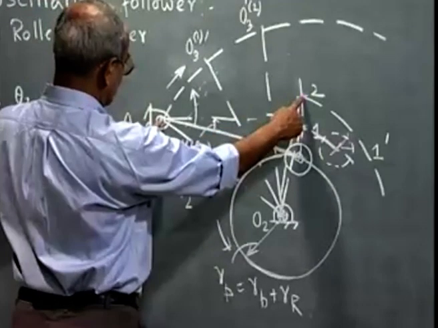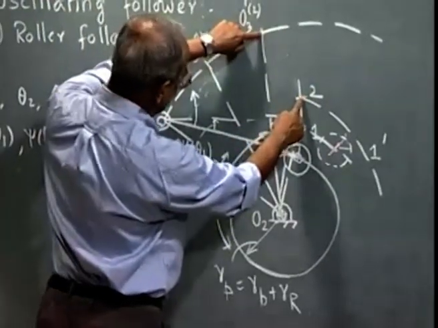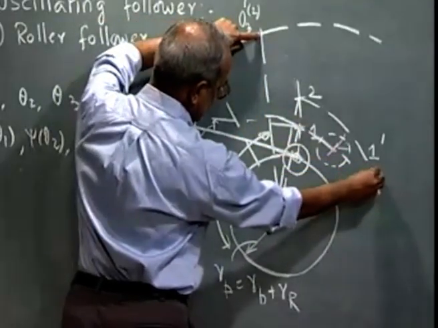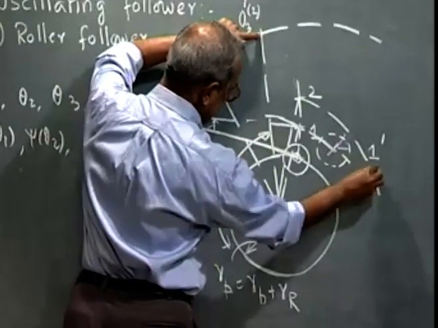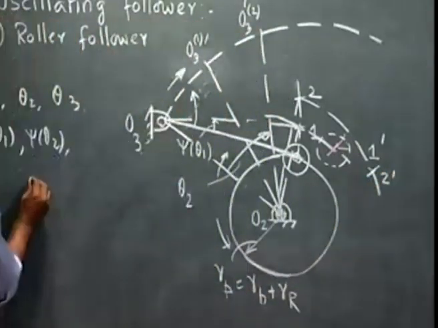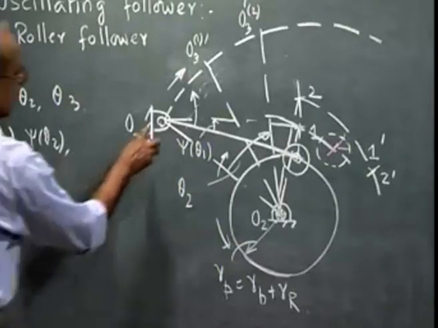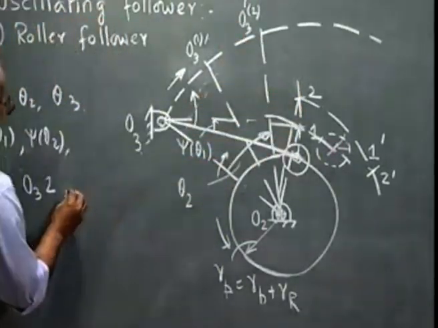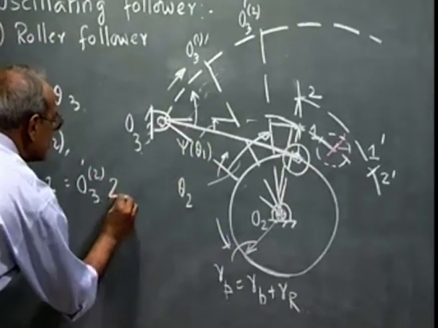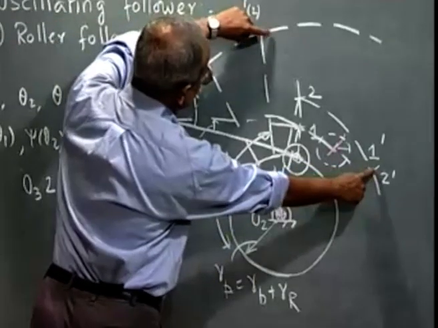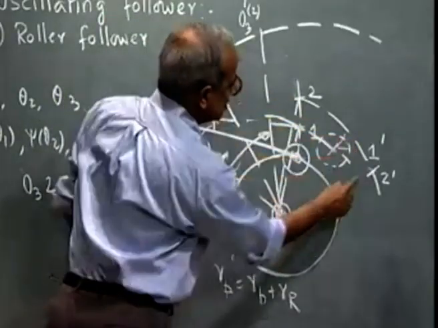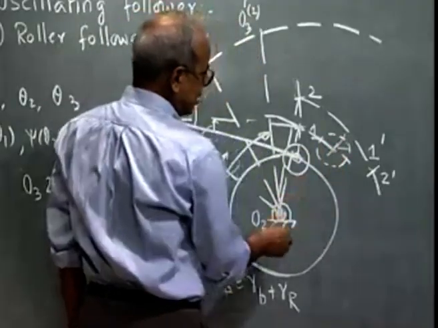Now O32 is so much, so from O32 prime I take the same radius as O32 and draw a circular arc. So that let it be here. This distance is same as O32 prime 2 prime. This distance is same as this distance, and O22 is same as O22 prime. So this is the inverted position of the trace point, that is the roller center.